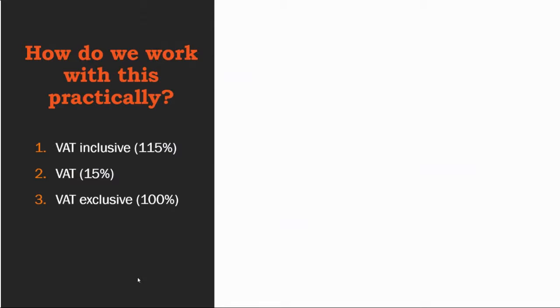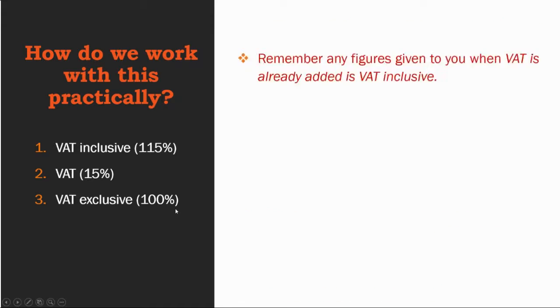Okay, now how do we practically work this out? What is very important to note is that we get a VAT inclusive amount, a VAT percentage, and a VAT exclusive amount. Now, the VAT exclusive amount plus the 15% VAT gives you the VAT inclusive amount. Okay, so that is why this is 115%. VAT is 15%, and then VAT exclusive is 100%.